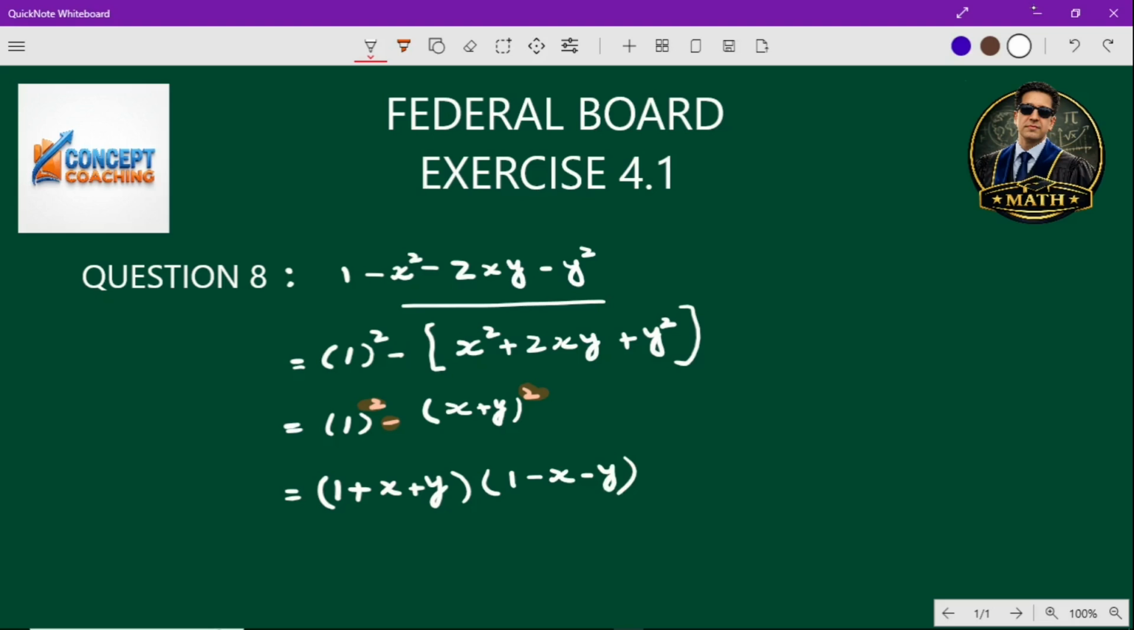So be careful, the students make a mistake. While subtracting, this is 1 minus, we just change the sign of x plus y. This is x minus y now. Positive will be changed into negative. So this is the common mistake that students make. So this is the final answer of this factorization.